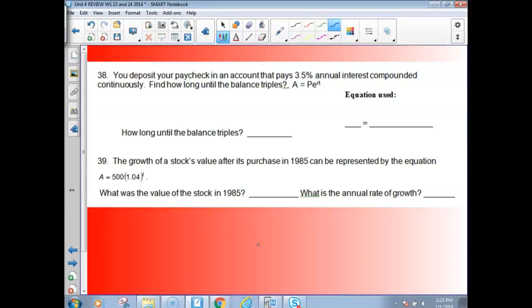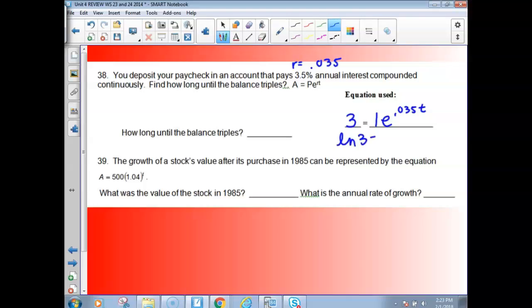38, you deposit your paycheck and it pays 3.5%, 0.035. Some people are writing their rates wrong with their decimals. Move it 2 places left. Your equation, you said how long till the balance triples. Now, if you want to do a tripling, just let your P be 1. Okay, 1 times e. You don't have to write the 1, but I'm writing it so you know what I did. And then t would be your exponent, all right? You could put the amount of 3 here, and then you could solve it by doing the natural logs.